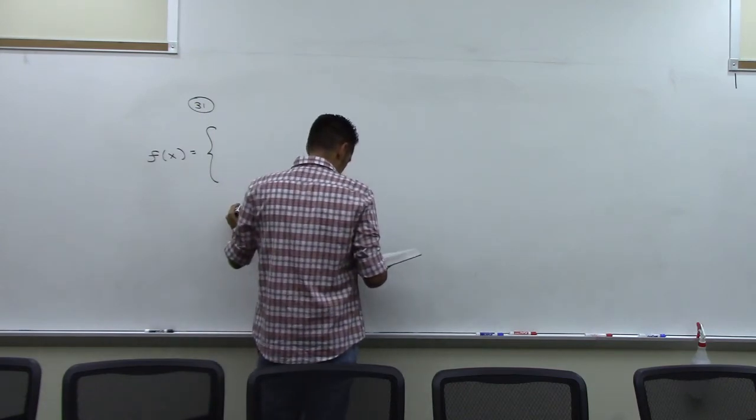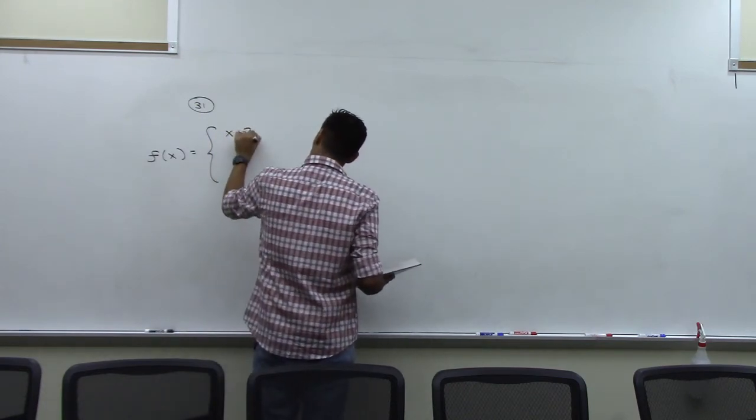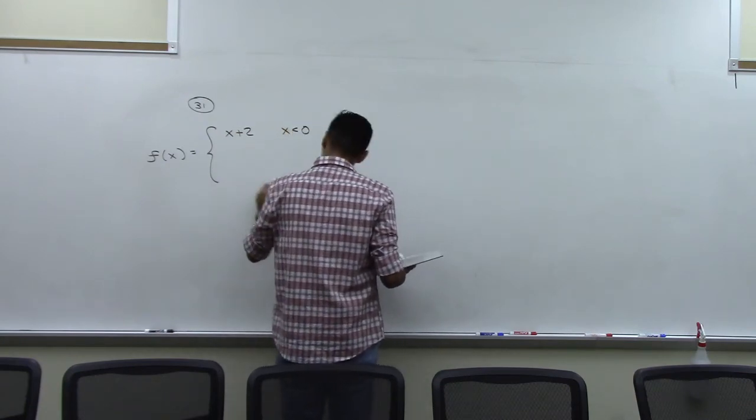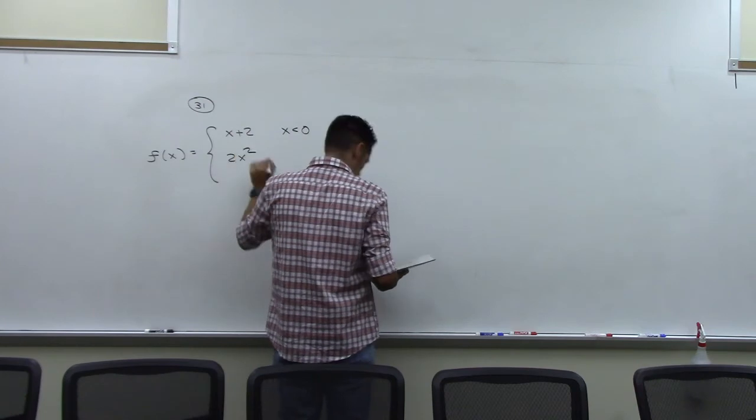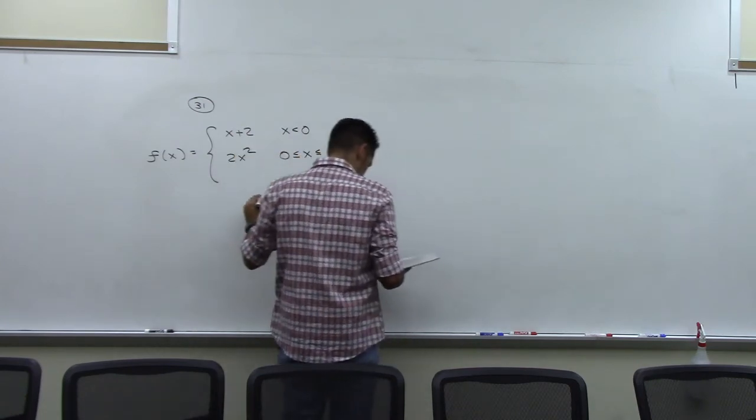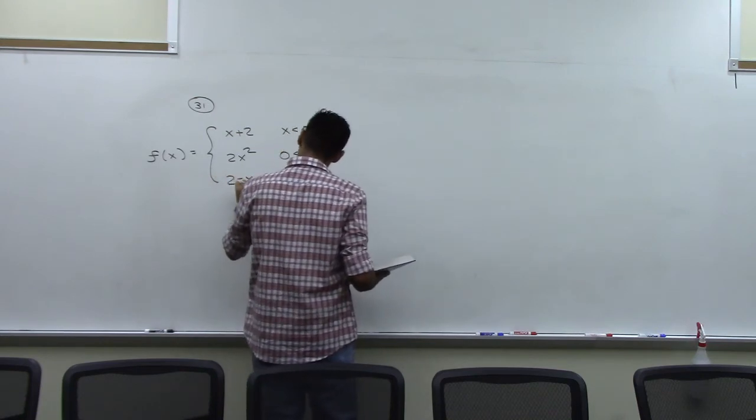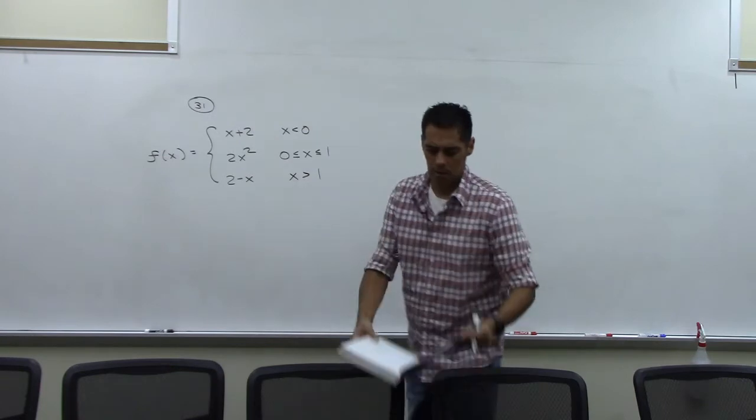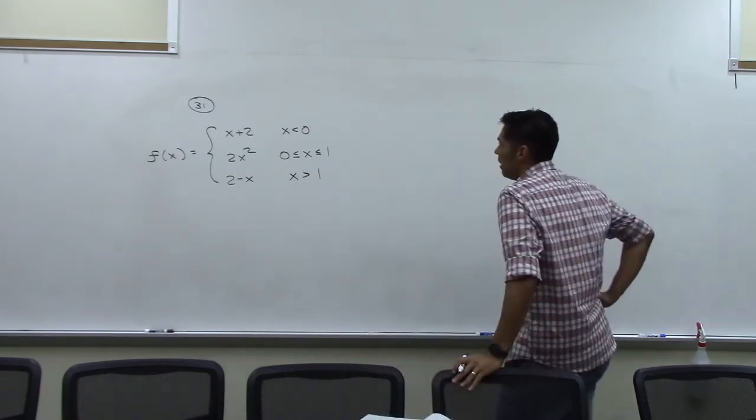x plus 2 if x is less than 0, 2x squared if 0 is less than or equal to x is less than or equal to 1, and 2 minus x if x is greater than 1. All right, I think I might start with a graph.